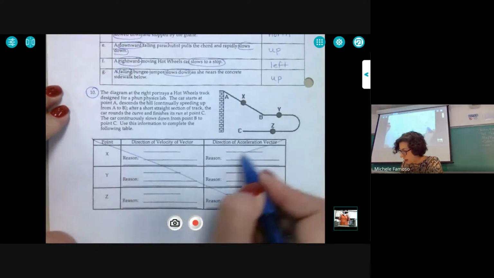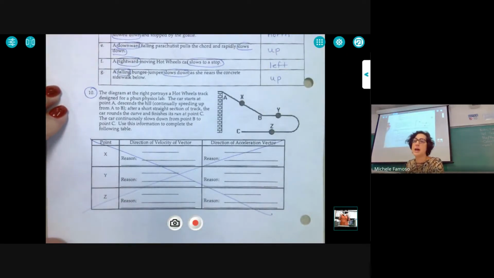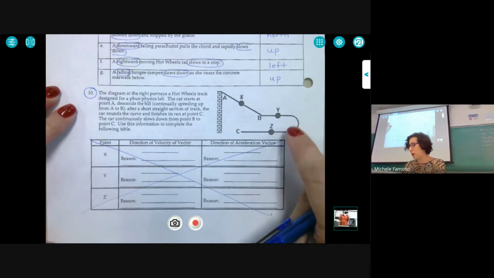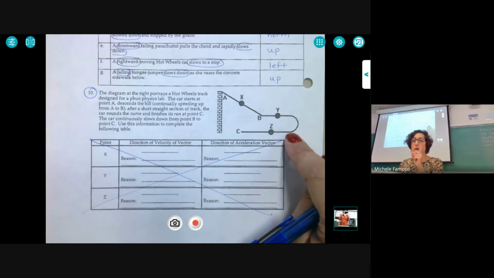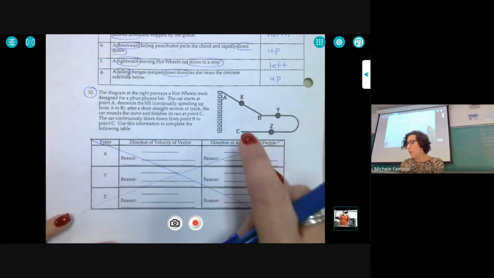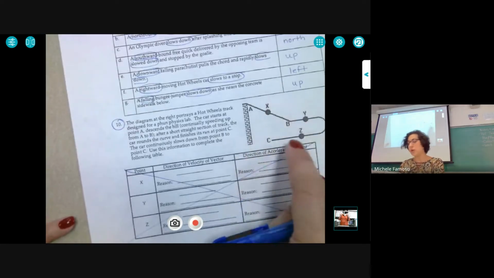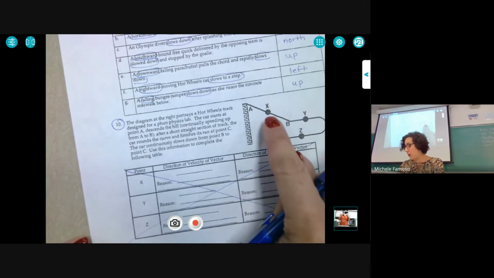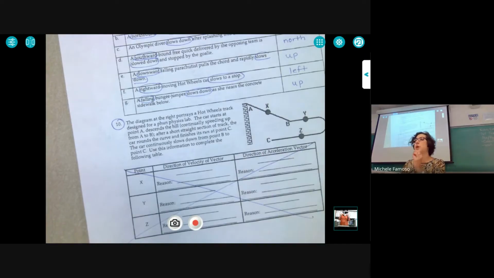Okay, you are going to do question 10 for homework. Cross this chart out. I don't need you to complete that. And what I'm going to ask you to do on this diagram is the following. You're not going to do the entire thing. But what I'm going to do on this diagram is draw at points X, Y, and Z the direction of the velocities. And what I want you to do is draw in the direction of the acceleration vectors for homework on the picture.